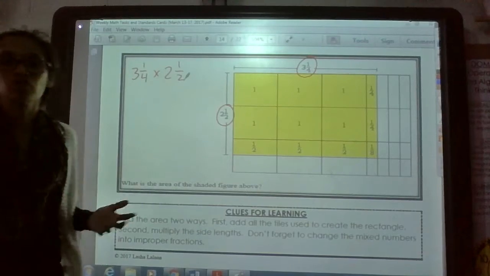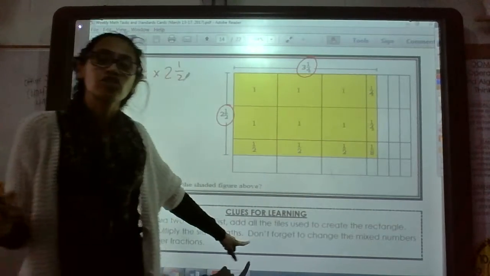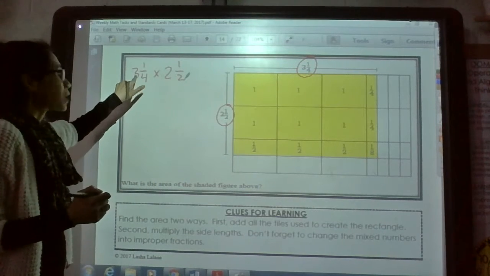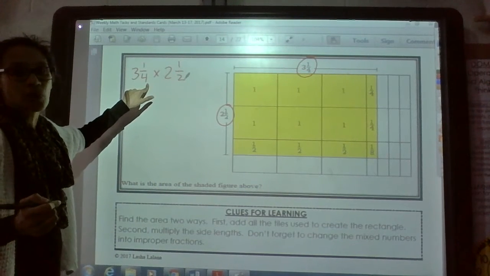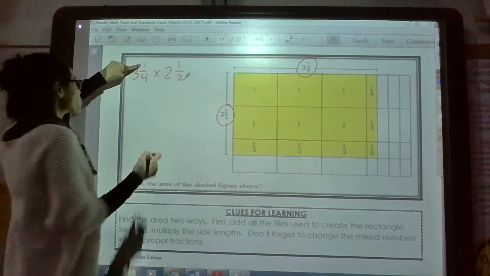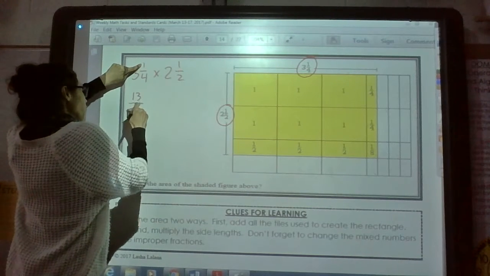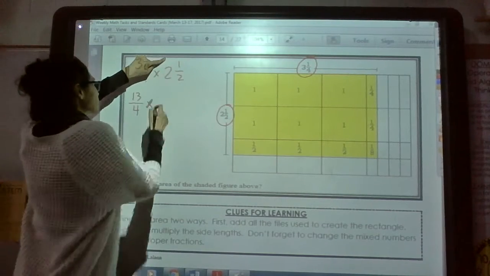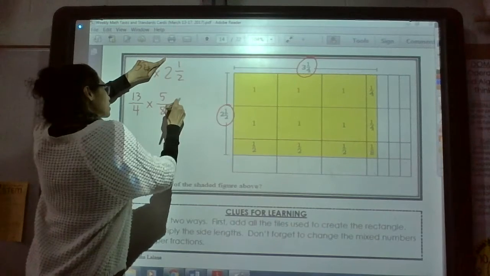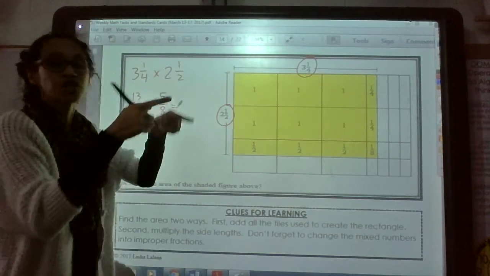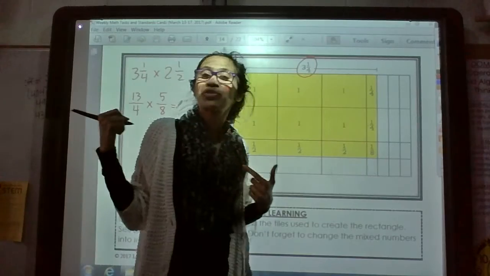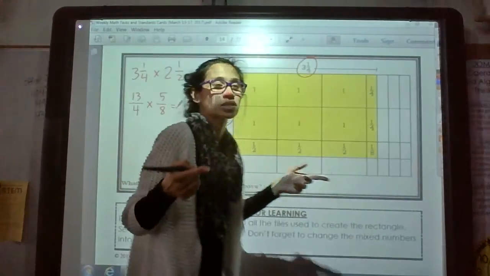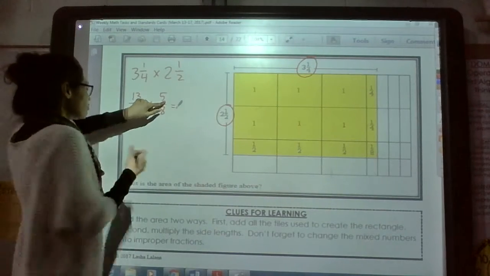So you can't just multiply. You can't just do 3 times 2. We have to change them, look at your clues, into improper fractions. And how do we do that? Multiply the whole number by the denominator. 3 times 4 is 12, plus 1 is 13 over 4, times 2 times 2 is 4, plus 1 is 5 over 2. And now, when we multiply, we just multiply straight across. We don't have to worry about finding like denominators.